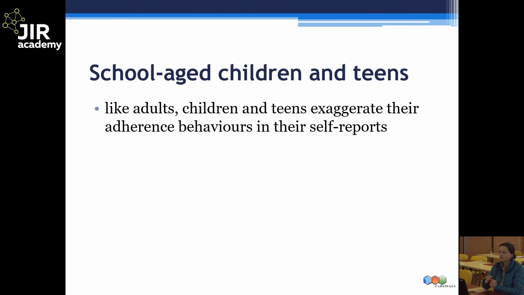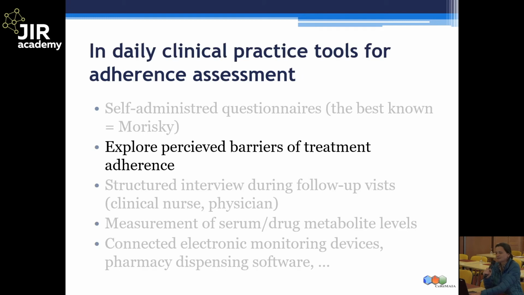The problem is that school-age children and teens, exactly like adults, exaggerate their adherence behaviors in their self-reports. The more often you do it, the riskier it is. They know what you are waiting for, and then they will answer how they think you want them to answer. So that's the problem of this tool, but you can use it sometimes. If you have patients about whom you are really not sure, you use it once.